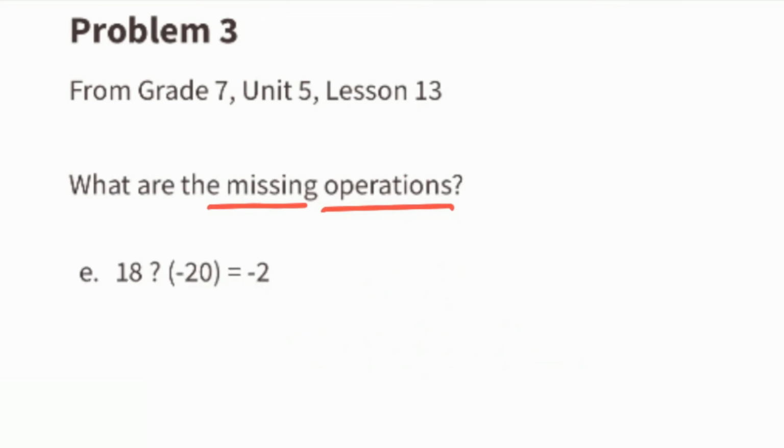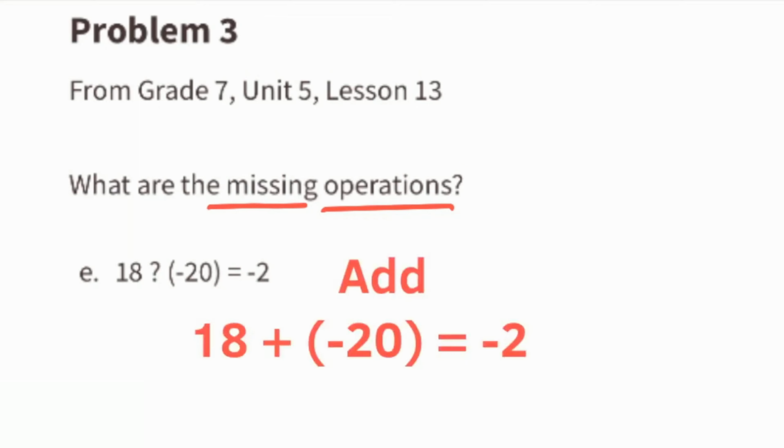E. What operation can we substitute with this question mark to make this equation true? An addition sign, because 18 plus -20 equals -2. That's the same as 18 and take away 20 equals -2.